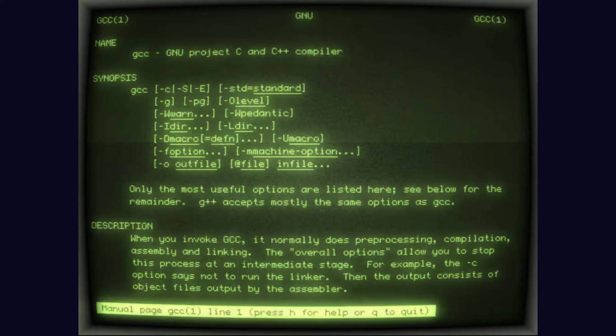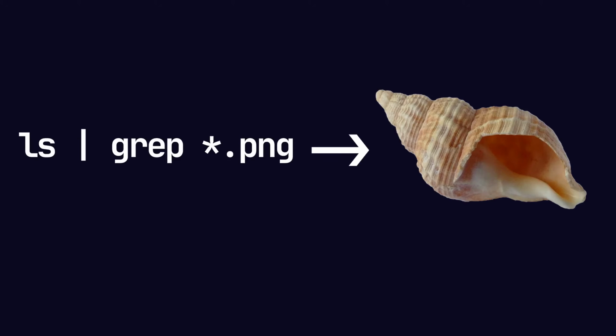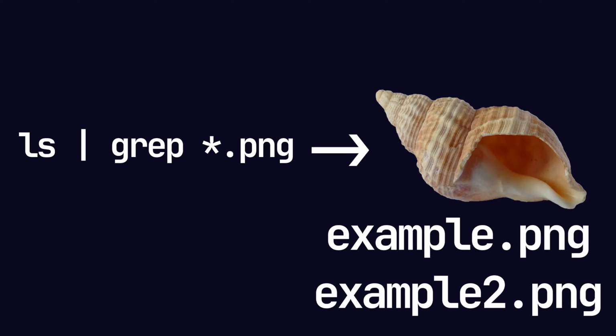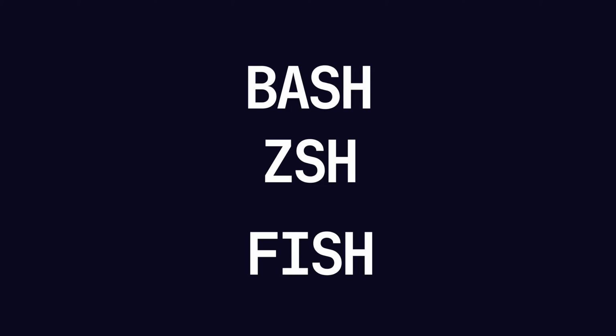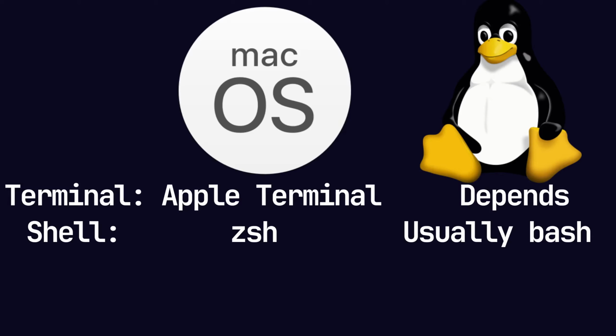We talk to our computers through this thing called a shell. A shell is essentially a program that interprets our commands and turns them into action. Examples of shells include bash, zsh, fish, and more. Every computer comes with a built-in terminal and shell. However, you can always download another one.